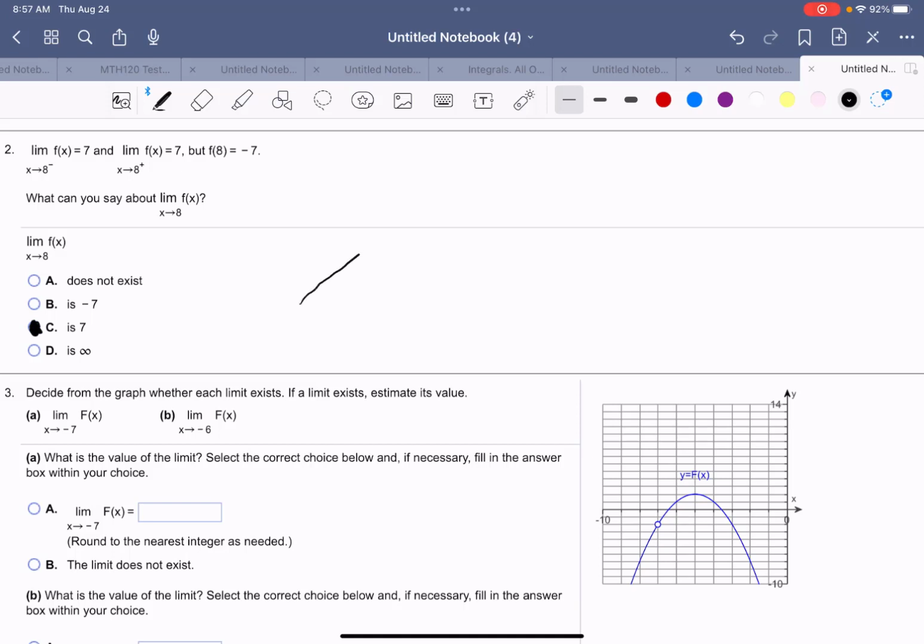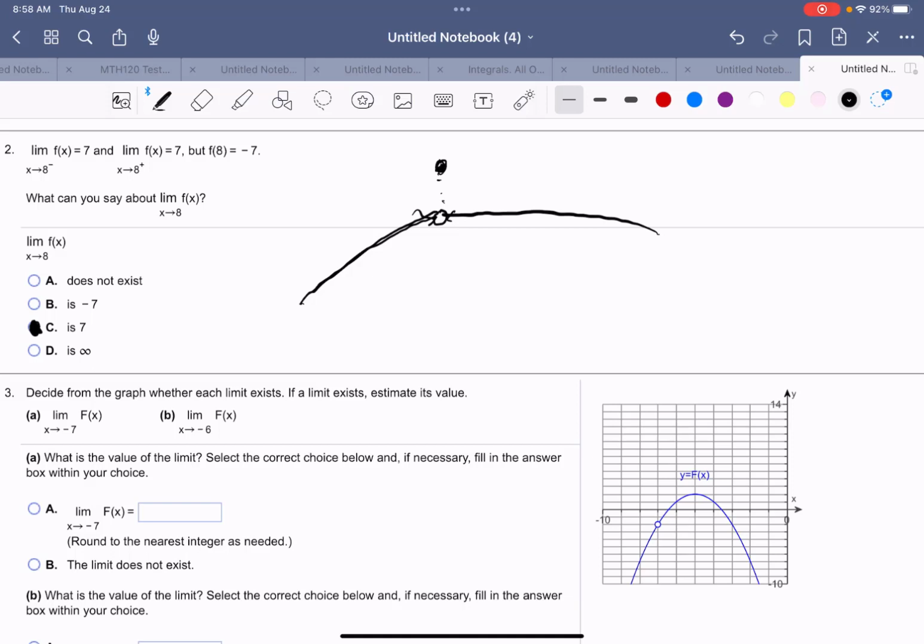If you've got a function that's coming in from the left and coming in from the right, and they're going to the exact same point, even if that value is somewhere else, you still have a limit. The main thing is that it's approaching the same value from the left and the right, regardless of what happens when they meet. The function doesn't have to have the same exact value as long as they are approaching.